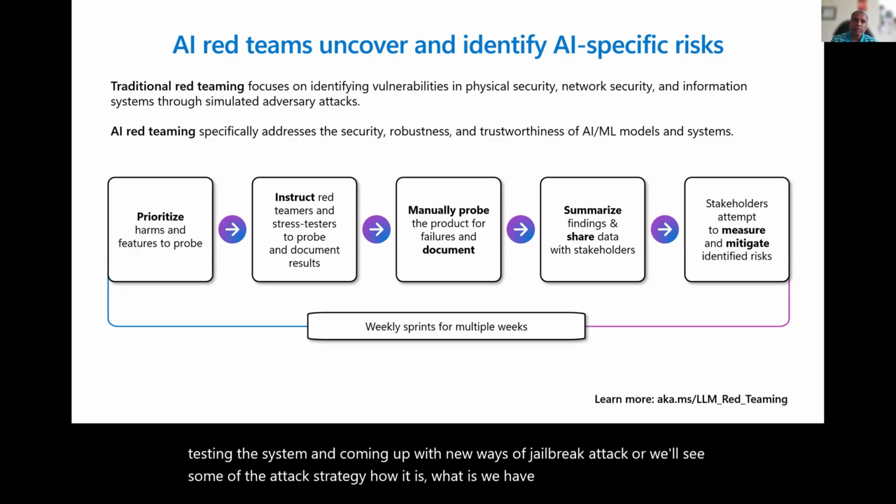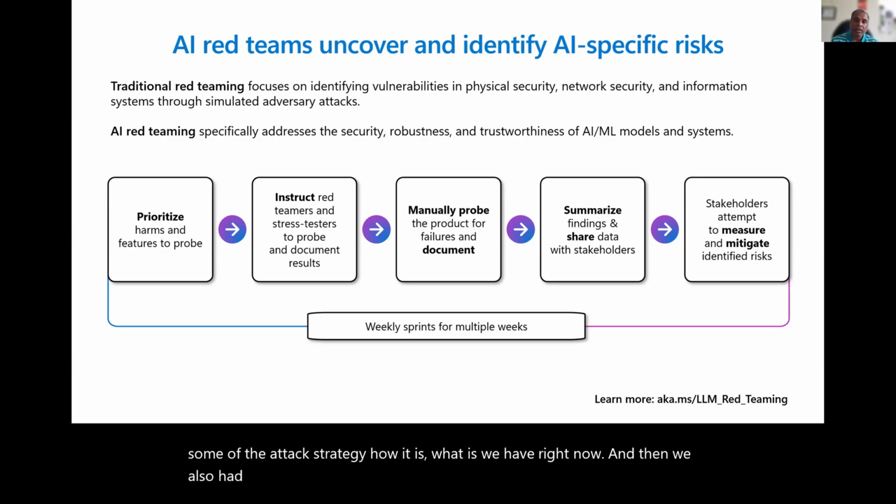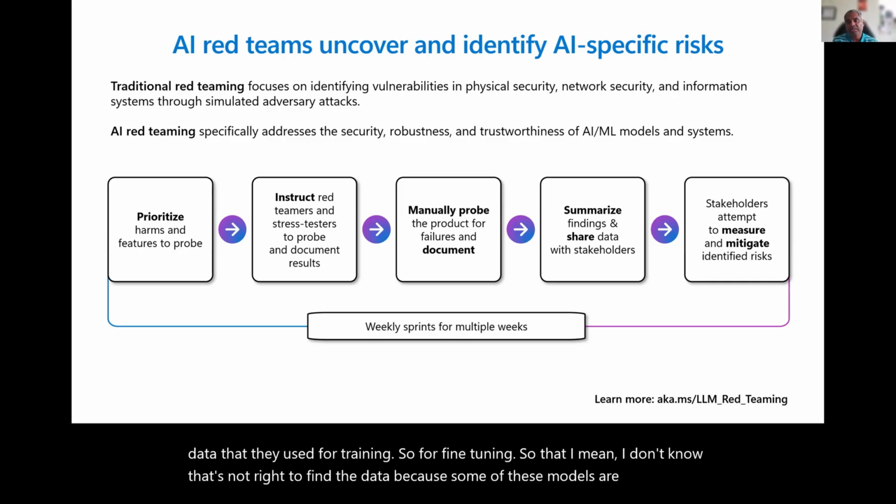And then we also had manual probes, trying to poke and send in ASCII text, or reverse the text, or come up with different languages to see whether the model can produce output that you're not supposed to produce. Some of the good ones that I've seen: if you do mathematical iteration on certain words, after some time it'll start displaying the raw data that you used for training, so for fine tuning. That's not right, because some of these models are proprietary and you want to protect your content within them.